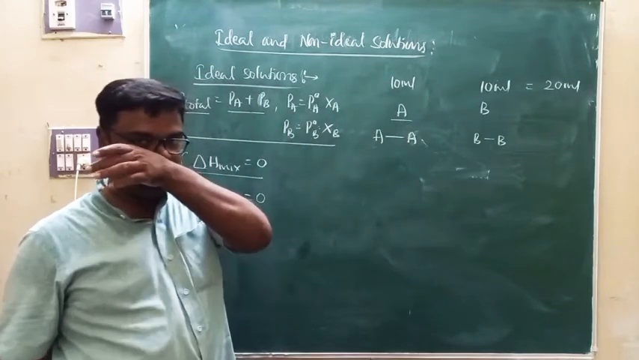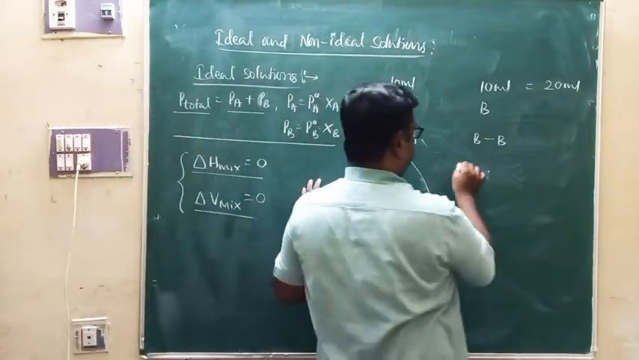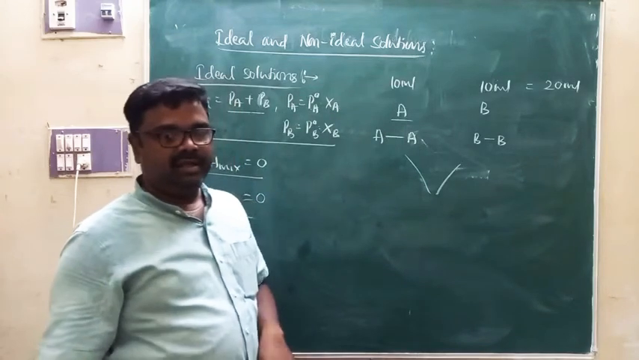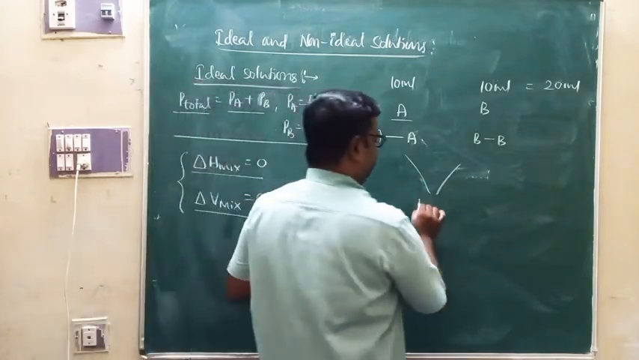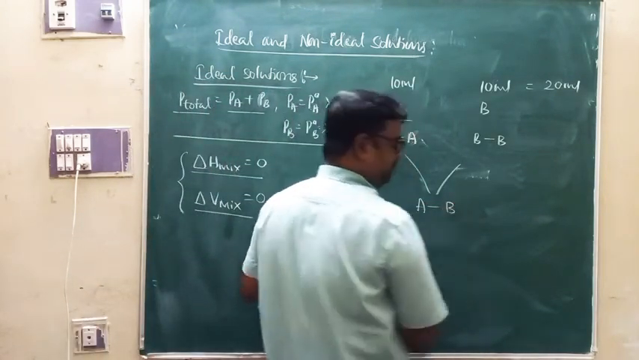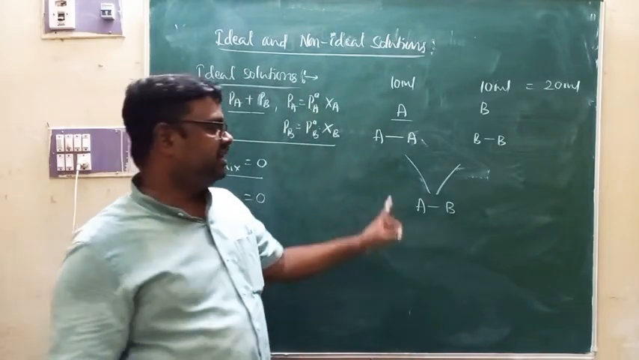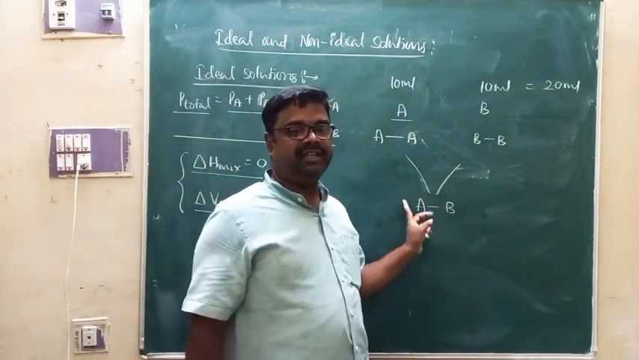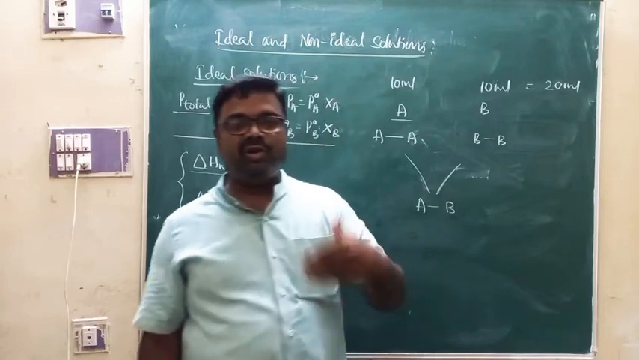When these two liquids are mixed, the solution is possible if there is an interaction between A and B. Solution is possible if there is an interaction between A and B. If there is no interaction between A and B, you don't get solution.